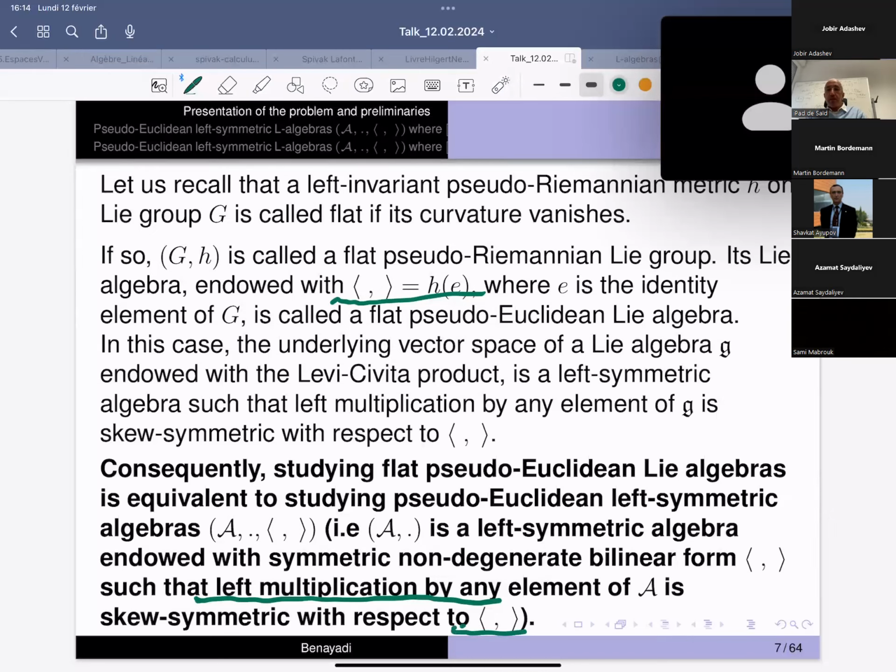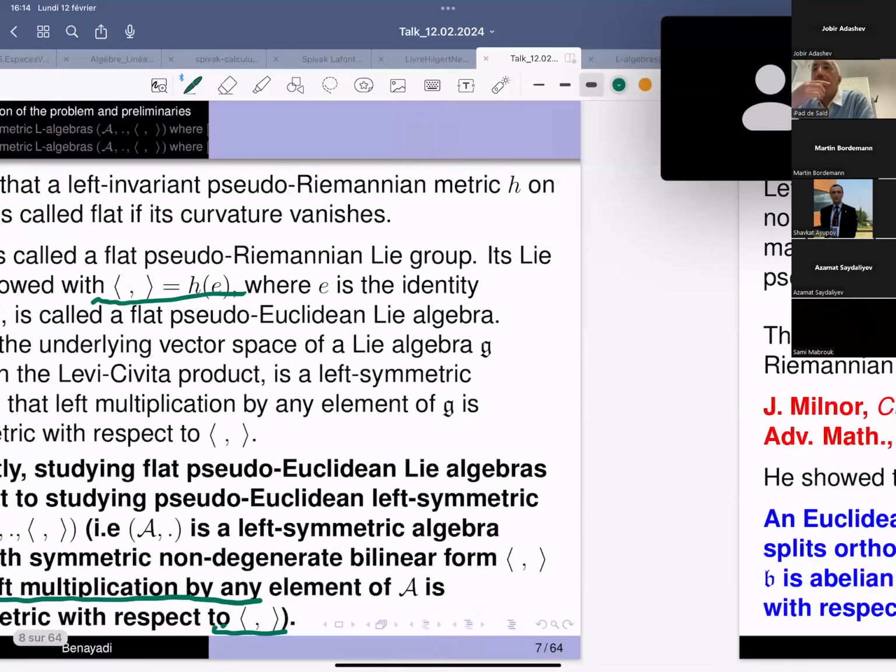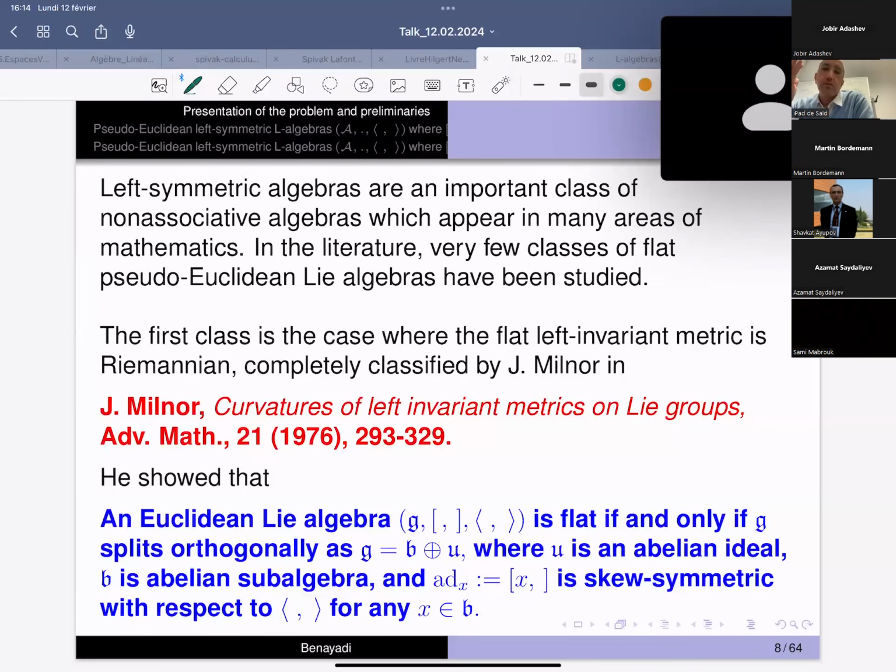Now we can study this class of non-associative algebras. It is well known that left-symmetric algebras are an important class of non-associative algebras, which appear in many areas of mathematics. In the literature, very few classes of flat pseudo-Euclidean Lie algebras have been studied.